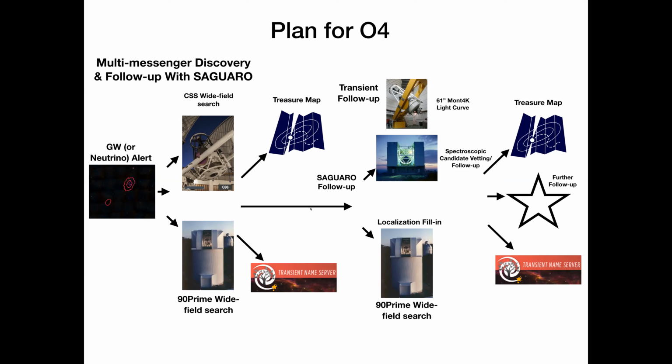Okay, and if we find something interesting, we have access to a range of facilities to follow up these candidates. Of course, there's a lot of software work that goes into this. The arrows don't do it justice. And you could also imagine localization fill-in with the 90Prime wide field search, kind of what Aaron and Sam have been talking about, the neglected regions of localization. And then feed that directly back to the community as well with updates to the Treasure Map, Transient Name Server, or whatever mechanism there is for disseminating candidates going forward.